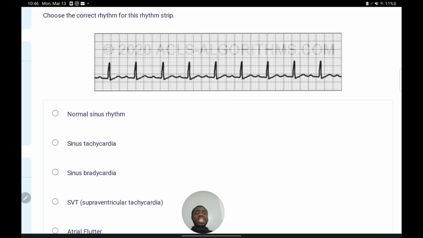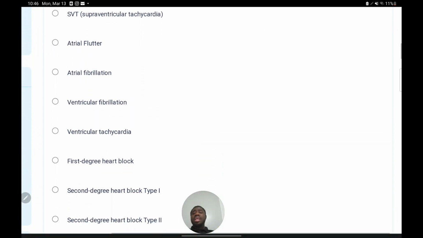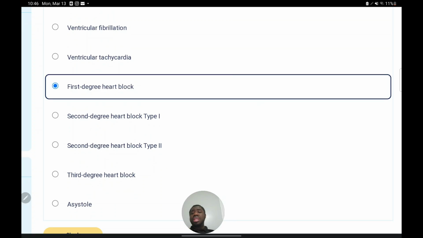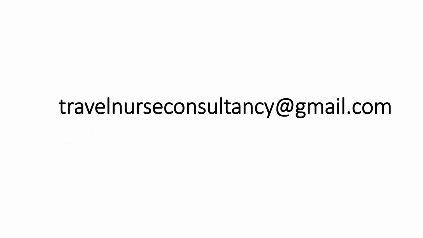First degree heart block. In first degree heart block, there will be a prolonged PR interval, even though the QRS complex will be present and regular, and the rhythm will also be regular. So this looks like a first degree heart block.